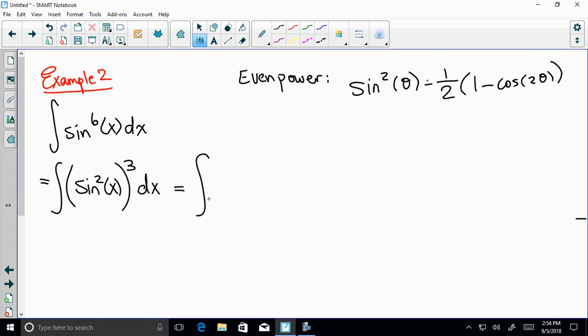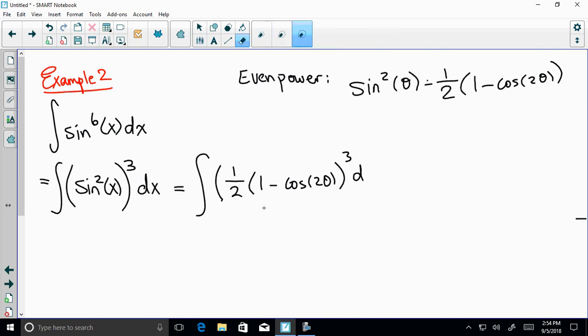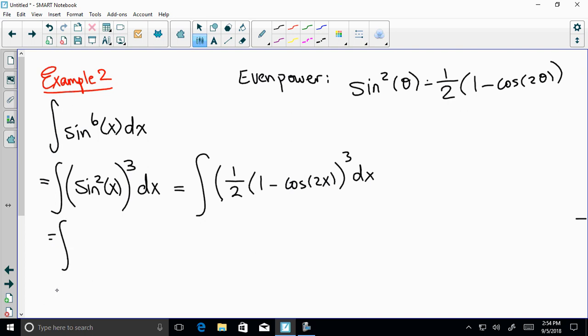Let's do this. So integral. Now, instead of sine squared x, I'm going to write 1/2 times 1 minus cosine of 2x, all to the power 3, dx. All right. Now, let's raise it to the power 3. So I get 1/2 cubed, which means 1/2 times 1/2 times 1/2, is 1 over what? 8, right? Then 1 minus cosine of 2x all to the power 3 dx.